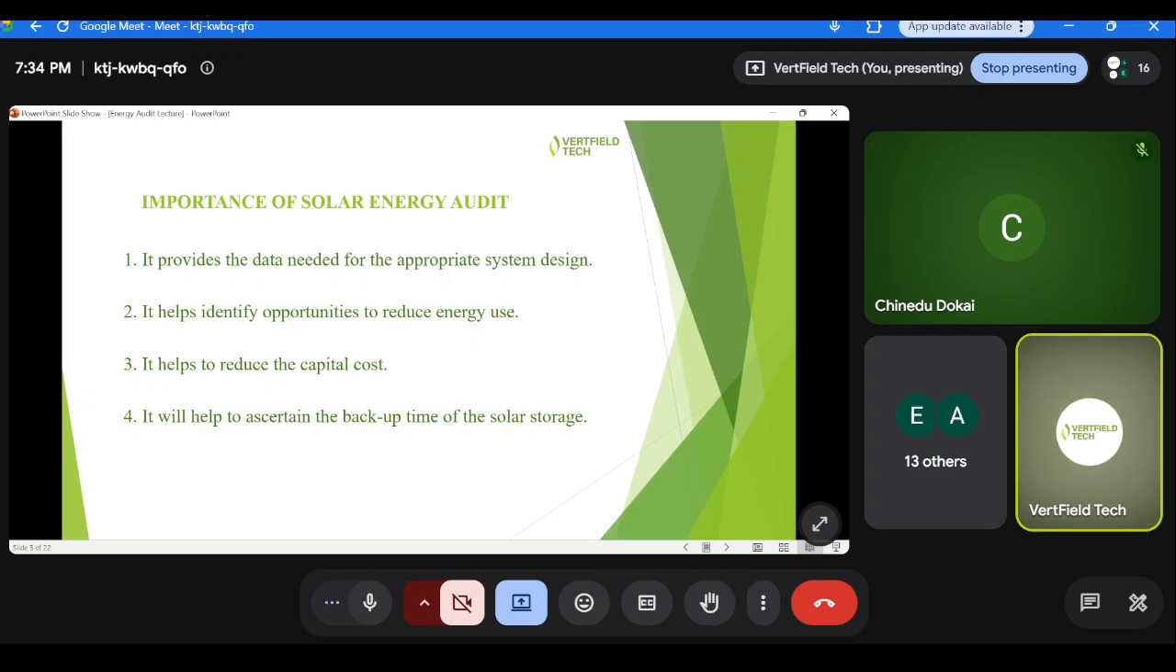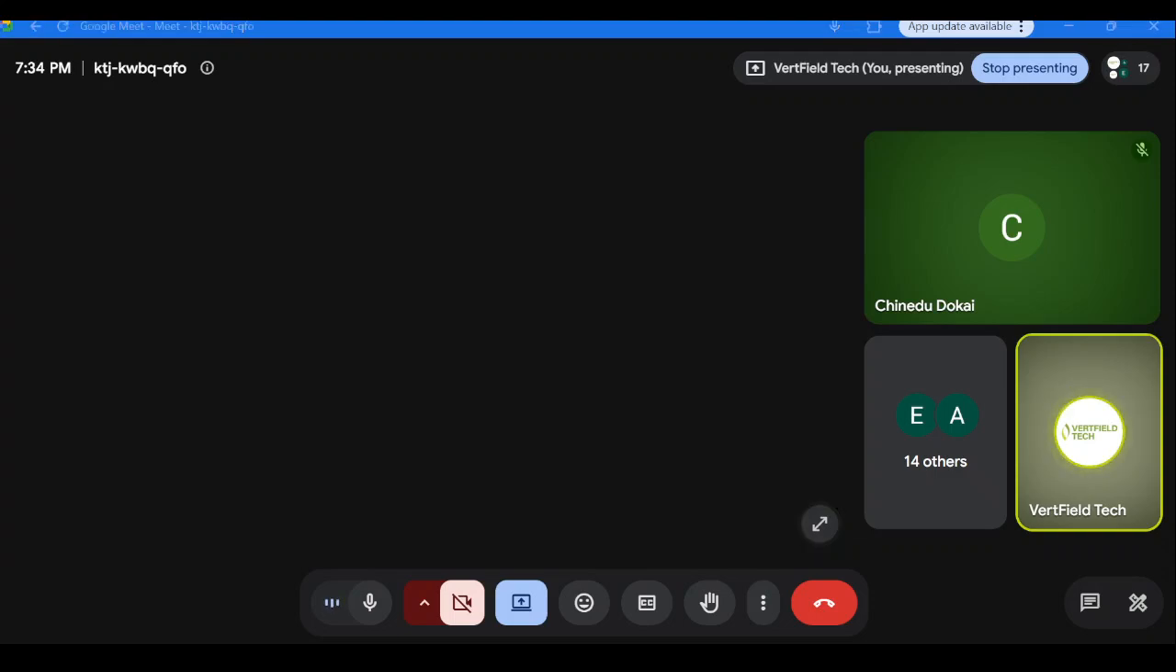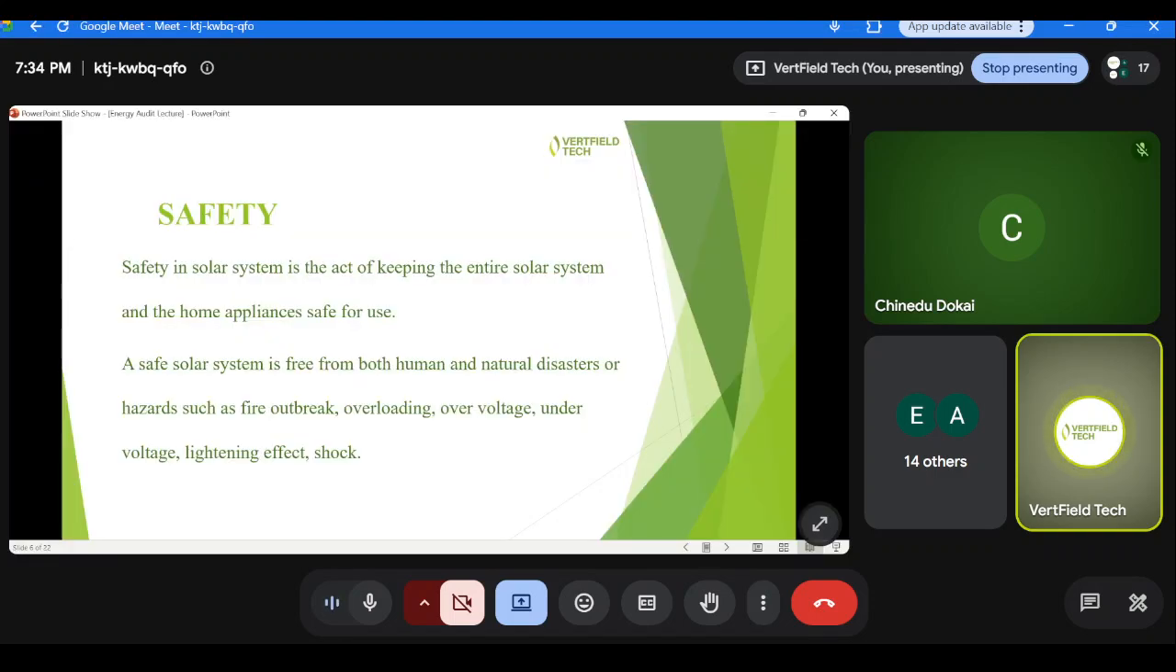So, the importance of an energy audit is that, one, it provides the data needed for the appropriate system design, just as we have been talking about. It helps you to identify opportunities to reduce energy use. It reduces the capital cost. It also helps to ascertain the backup time of the solar storage, which are all very, very correct.